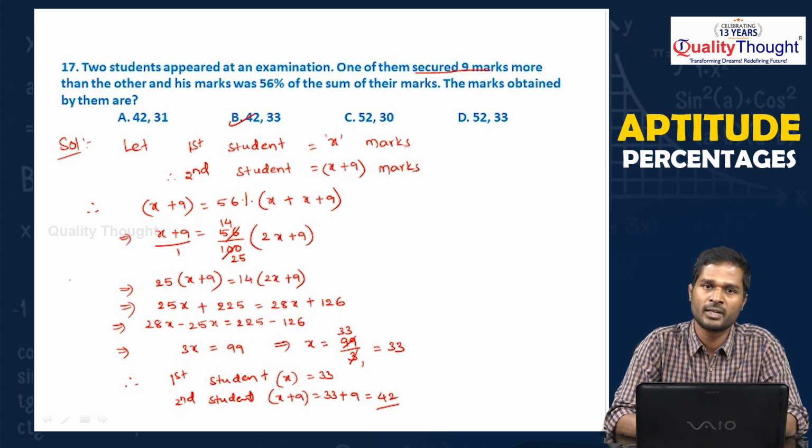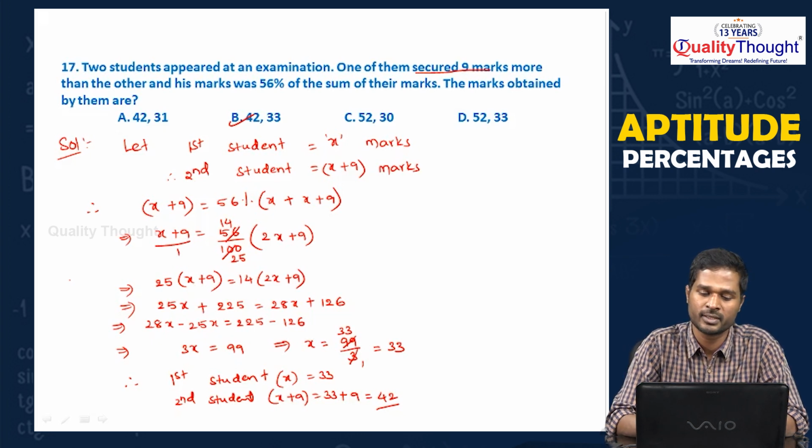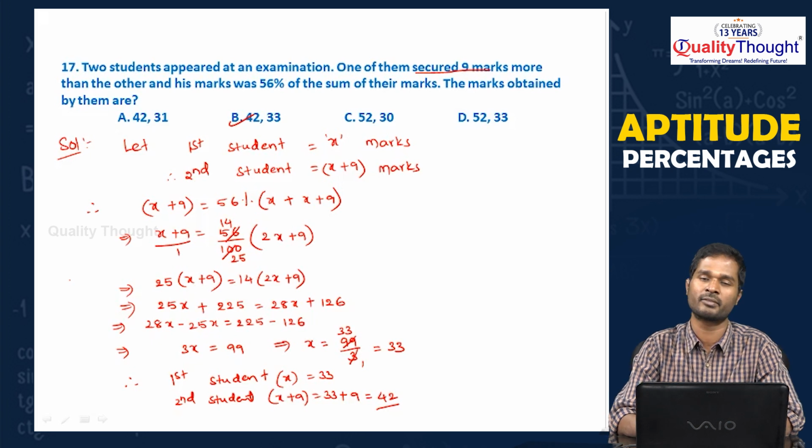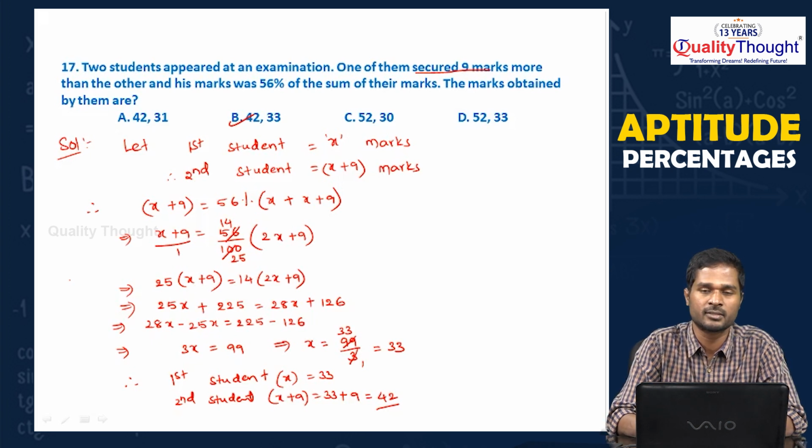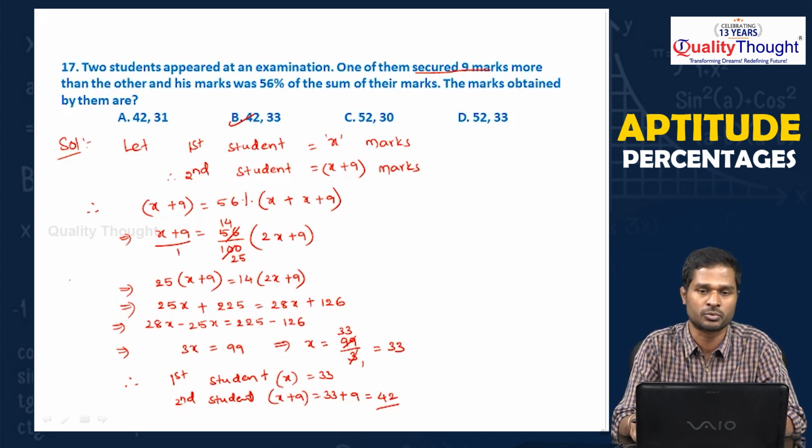So take the variable values to one side and constant values to one side. So 28x minus 25x is equal to 225 minus 126. So you will get the x value as 33. Now the first student's value x is 33 and the second student will get x plus 9, that is 33 plus 9, which is 42 marks. So these are the marks of both the students.